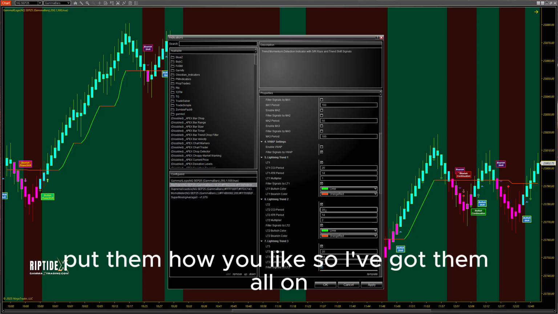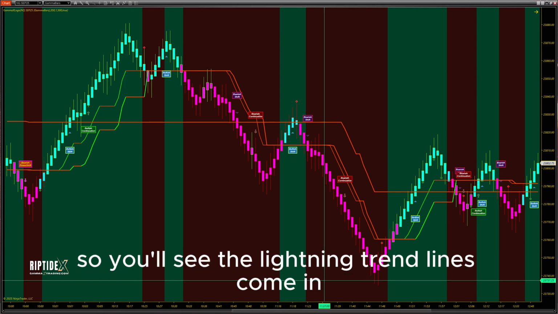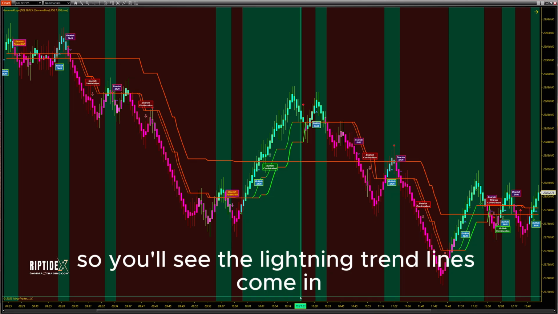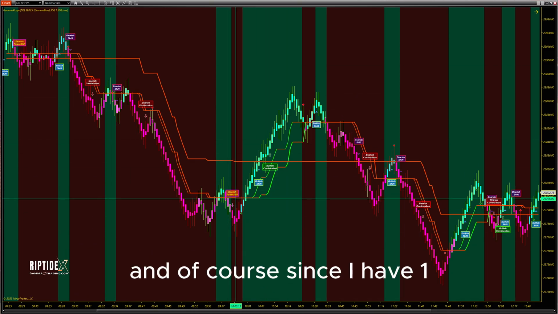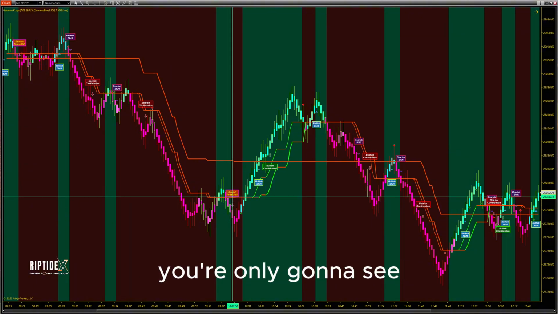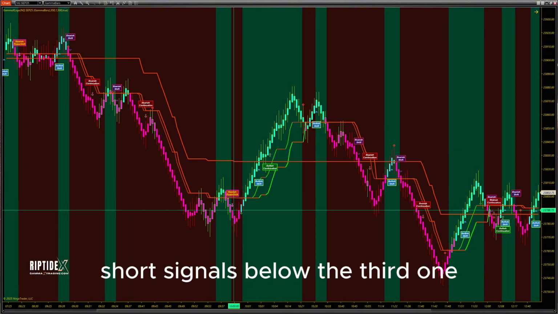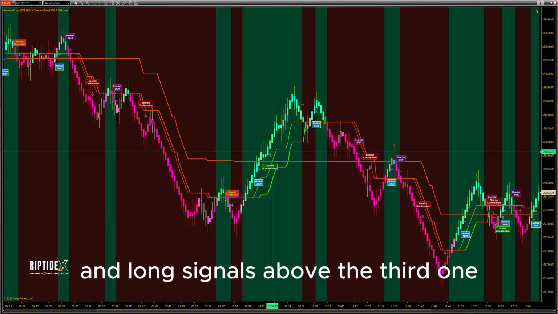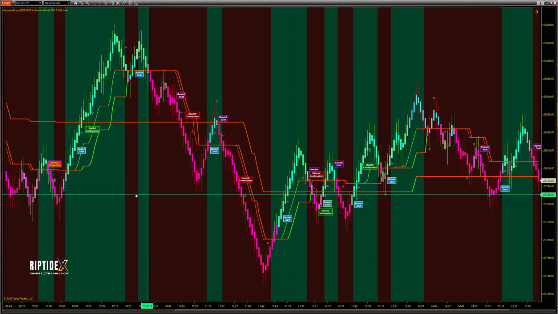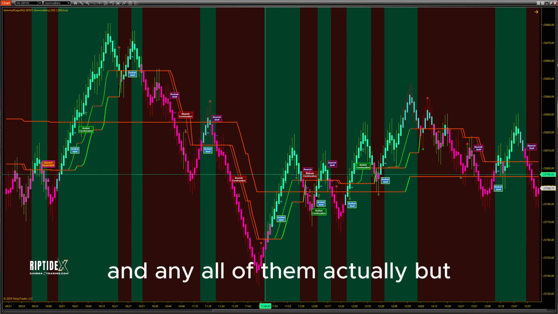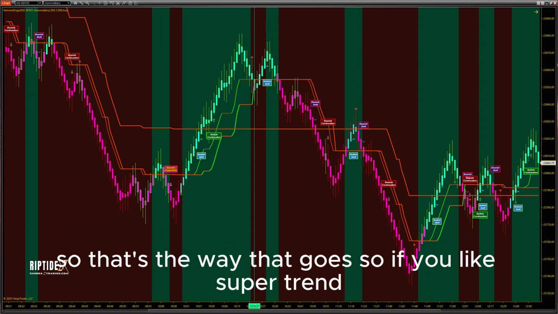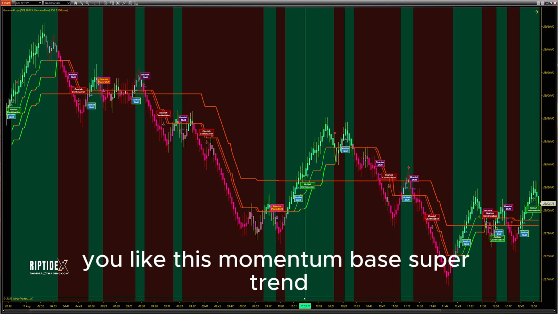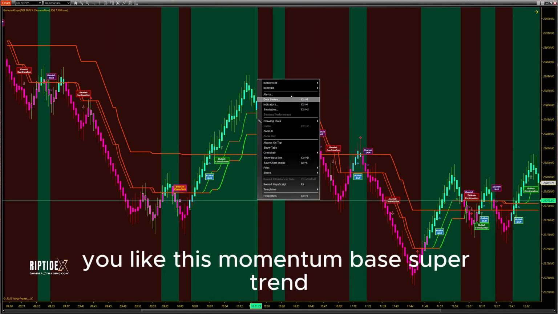So I've got them all on, and I've got signals filtered by them. You'll see the lightning trend lines come in. And of course, since I have 1, 2, and 3 filtered by signals, you're only going to see short signals below the third one and long signals above the third one. And all of them actually. So that's the way that goes. If you like super trend, you like this momentum based super trend.